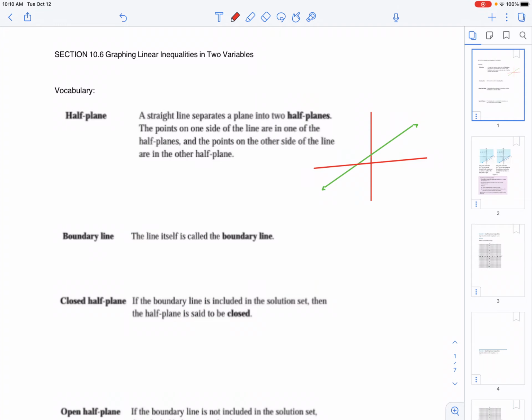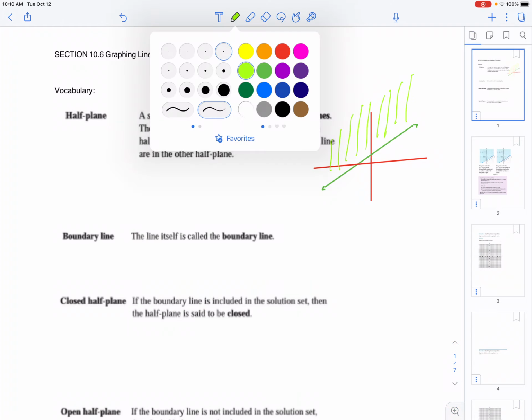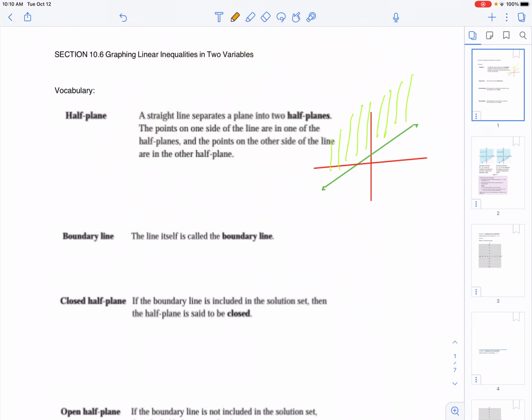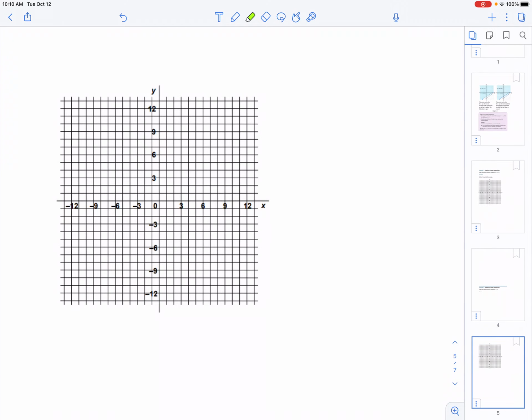Maybe I could sketch that in with some different colors. So just to show you, here's one half plane, all the points up above that line, and here is another half plane, all the points down here below that line. So that's all that's saying, is the line itself is going to separate the grid into two halves, two half planes. And the line itself, you can see my next vocabulary word here, is called a boundary line.